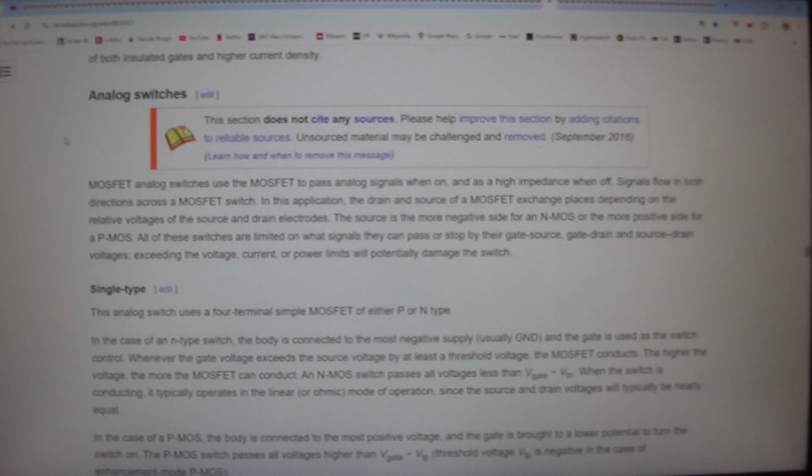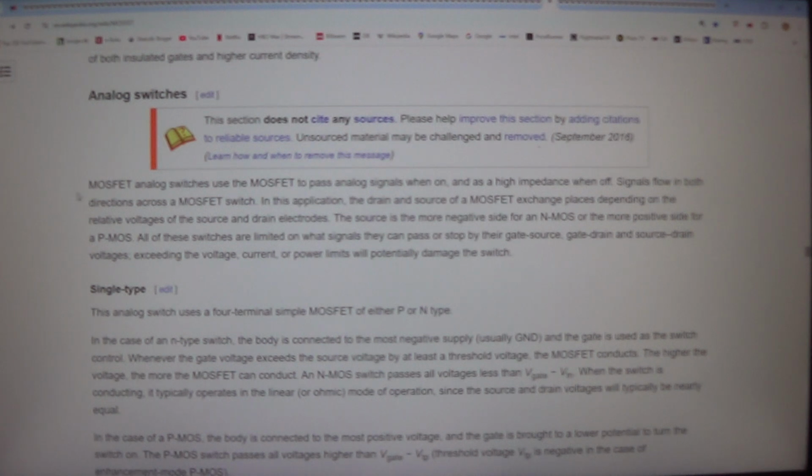Analog switches, edit. This section does not cite any sources. Please help improve this section by adding citations to reliable sources. Unsourced material may be challenged and removed. September 2016. Learn how and when to remove this message.